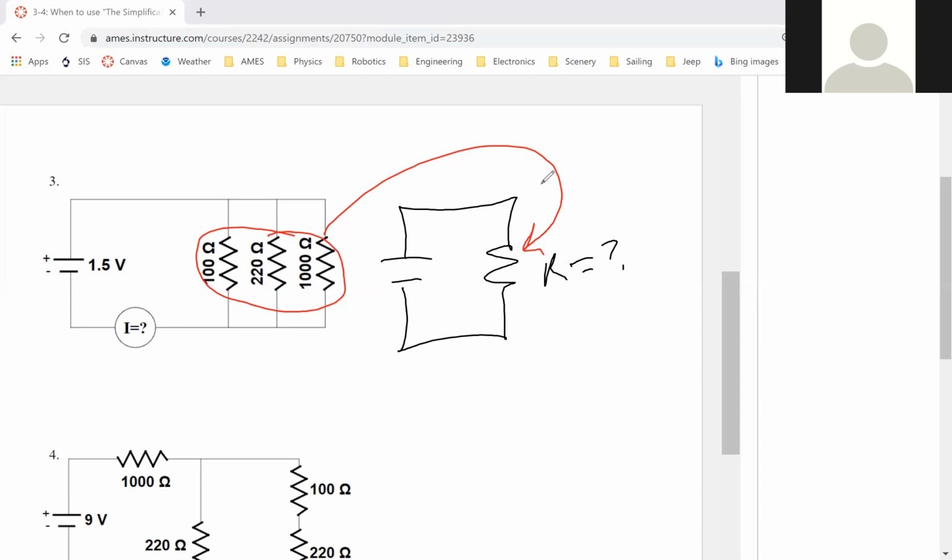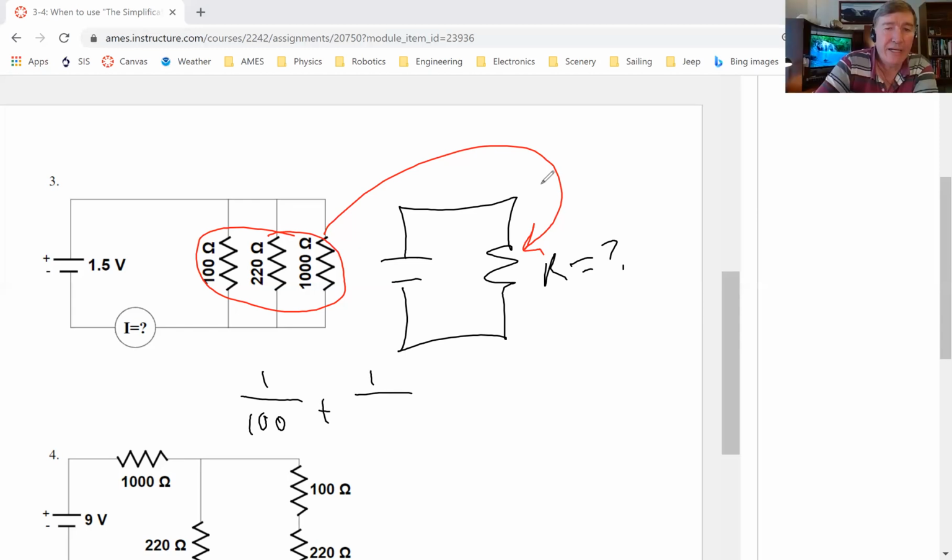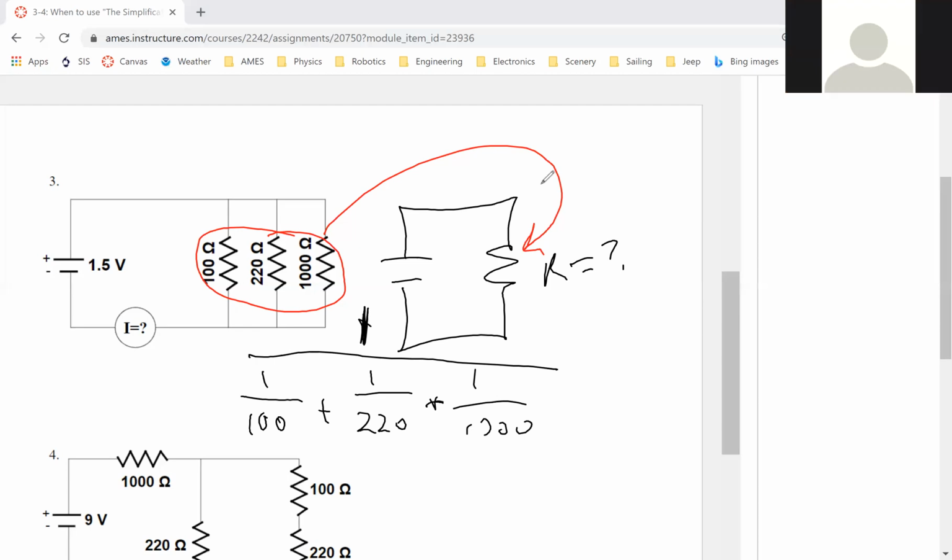You divide 1 by each of them and then add them all up. So I put 1 divided by 100 plus 1 divided by 220 plus 1 divided by 1000. And then you took 1 divided by all of that. Yeah. Okay, and what number did you get? One second, it's off my calculator now. I got 40.8.